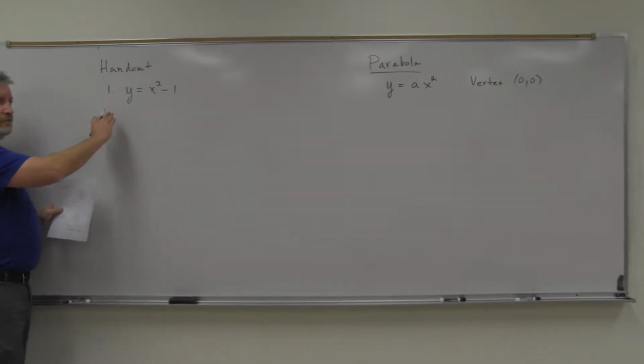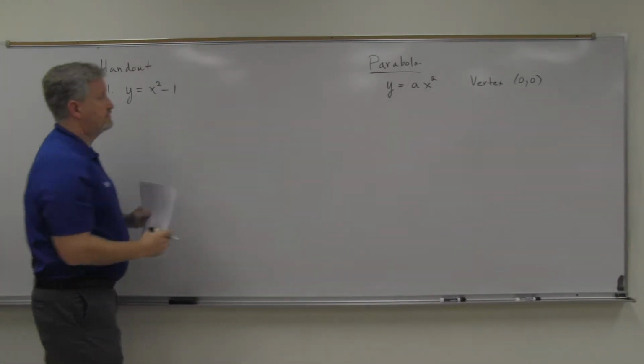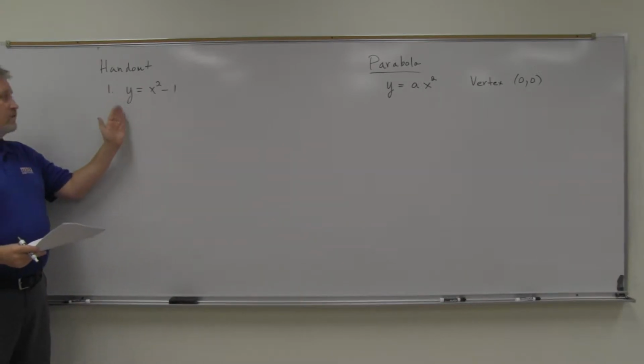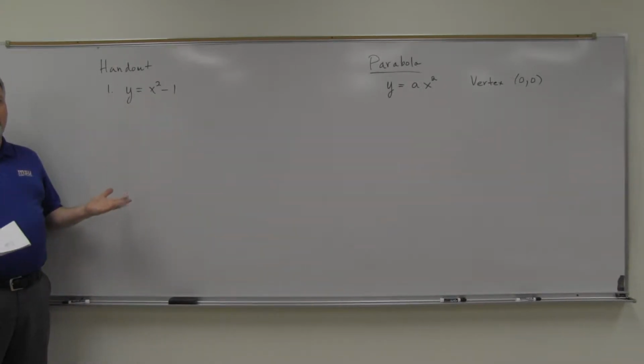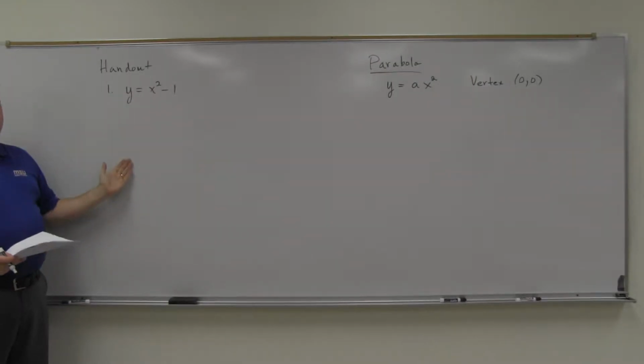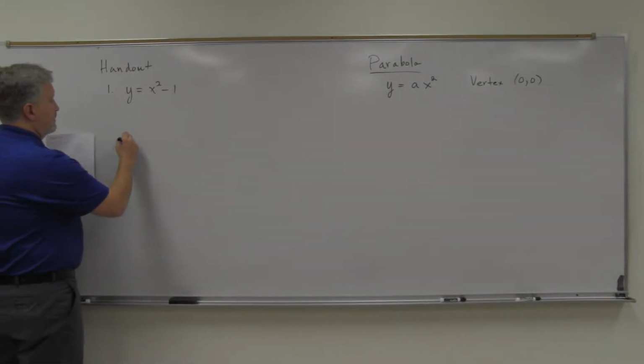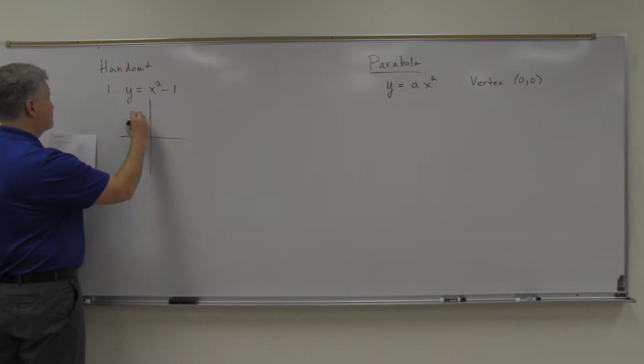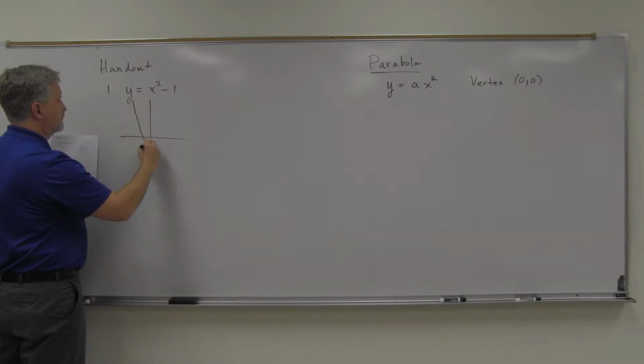But I started here with one, and this is one that is shifted. y equals x squared minus 1. That's a parabola that's shifted down 1, right? That's just the x squared parabola shifted down 1. And so we've got that vertex there at 0, -1.